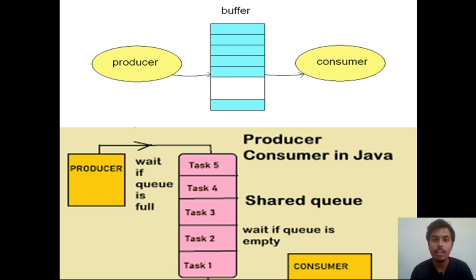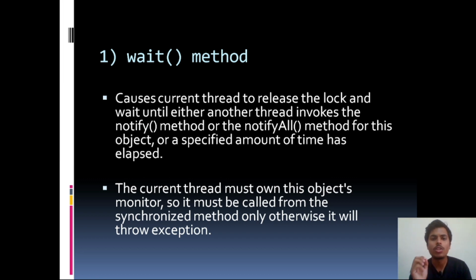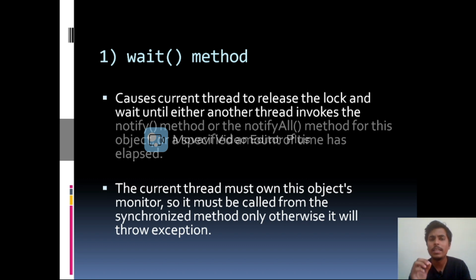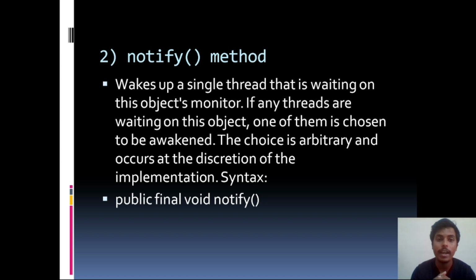So let us understand the solution of this problem and how we solve it. We solve this problem by three methods: wait, notify and notify all. Let us understand one by one. We will start with the wait method. The wait method causes the current thread to release the lock and wait until either another thread invokes the notify method or notify all method for this object, or a specified amount of time has elapsed. The current thread must own the object's monitor, so it must be called from a synchronized method only, otherwise it will throw an exception.